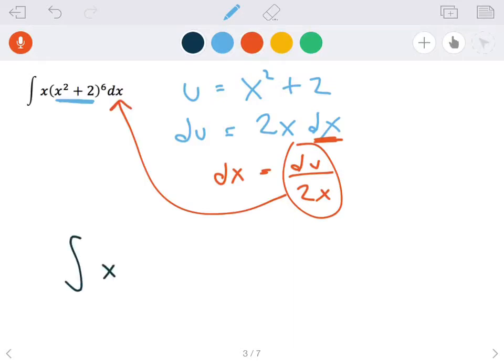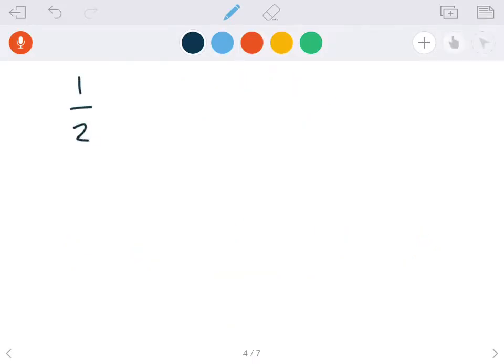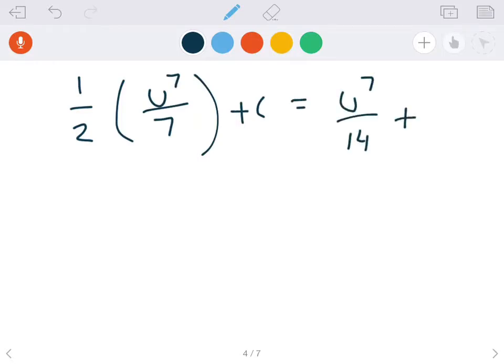So this is the integral of x times, I've made this u now, to the 6th, and dx is du over 2x. By doing this, you see that your x cancels out, and then you've got this 2 in the denominator, so you know you can pull a 1/2 out front of your integral. So this is 1/2 the integral of u to the 6th du. And so I can solve that by the power rule then. Add 1 and divide by it, plus c. So that's u to the 7th over 14 plus c.